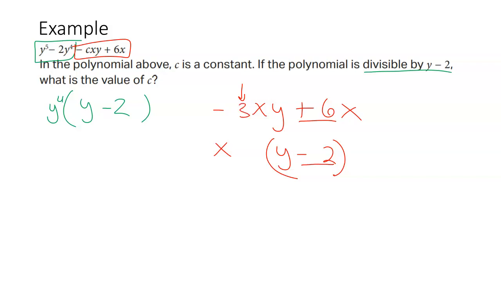Because the negative's already there, so I don't need to include it again. But if I have a negative 3 here, I can factor out negative 3 and the x. Negative 3x leaves me with y. Negative 3x leaves me with negative 2. The value of c is 3. Okay, so that's, again, looking at structure, patterns, and also just another factoring skill.